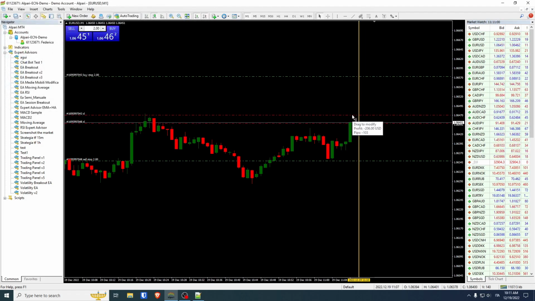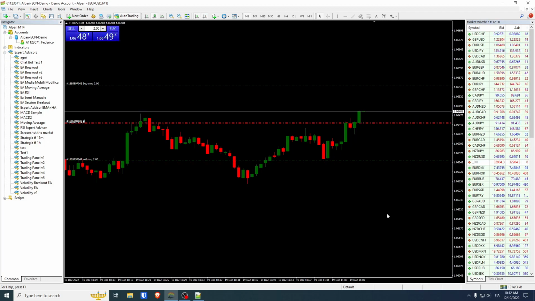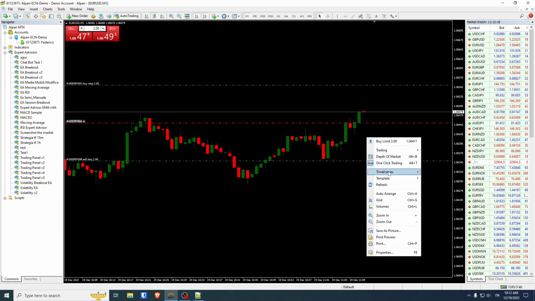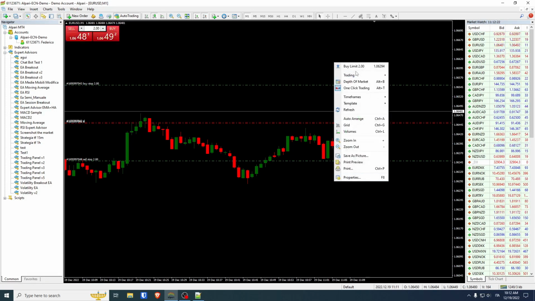1.06478. Okay, and then you can just modify it like this. Okay, now we have our pending orders. So you can place the pending orders 1 minute or less, or even two minutes maximum. Of course, there's another way of doing that, which is, I think, easier. You right click and you go trading, new order.